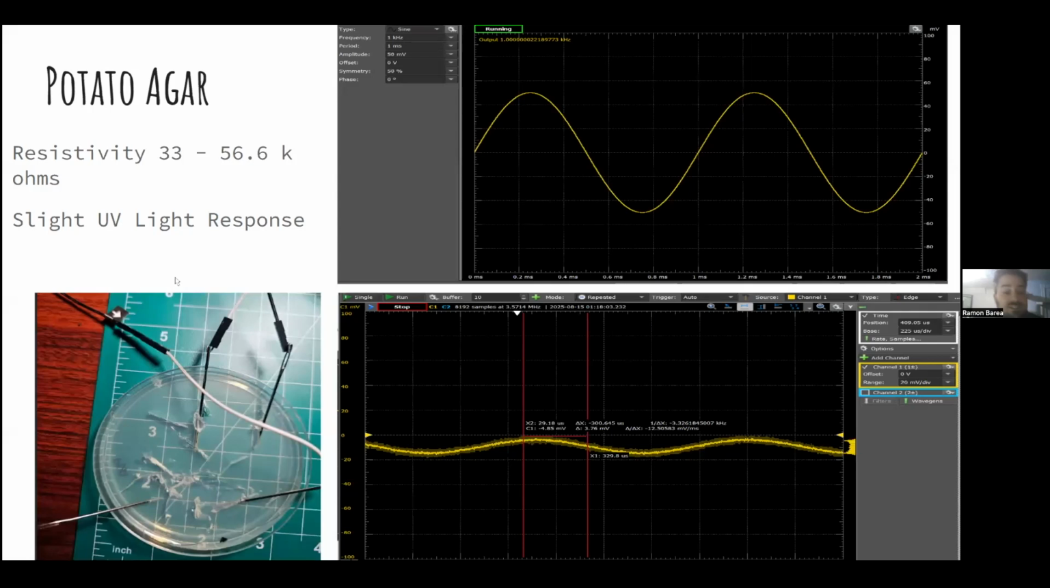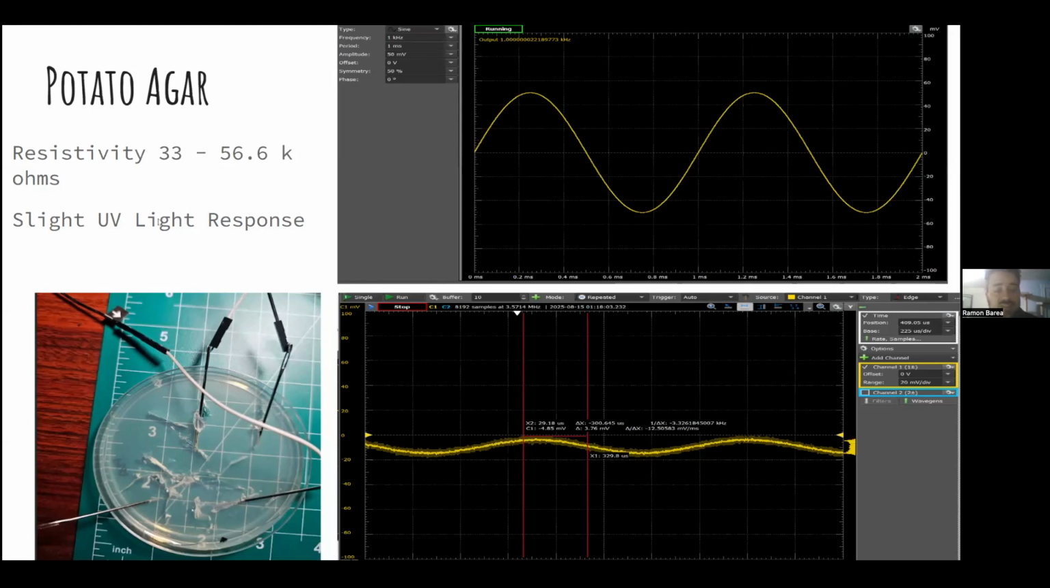So I had to start off with just the substrate. What the mycelium is actually eating, what it's actually sitting on, is potato agar. So the potato agar itself, without any form of mushroom, had 33 to 56K ohms. It had very slight UV light response. So when I shined UV light onto it, I could see it increase in microvolts. And then as I turned it off, I saw a decrease. And this was replicable, but it wasn't a major impact.